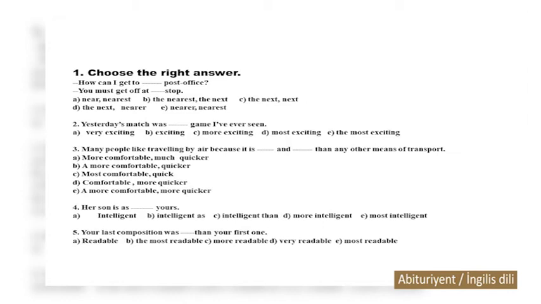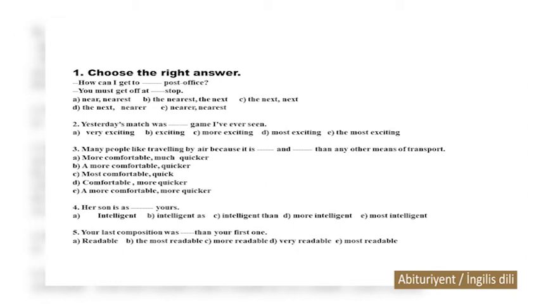Then most comfortable, quick, most comfortable. The first part is superlative degree, and the second is positive degree. Comfortable, more quicker. Here is one mistake: quicker forms its comparative degree with the help of -er, so it doesn't need more here.